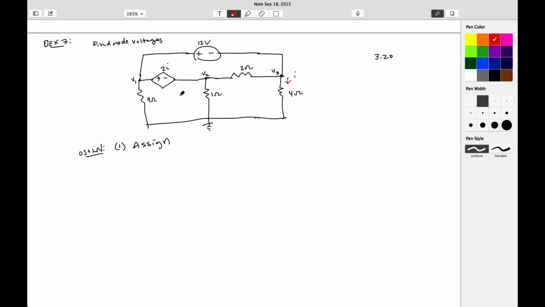What we do want to know is the currents. So in this case, we have I1 to 0, I2 to 0, I2 to 3, and I3 to 0.